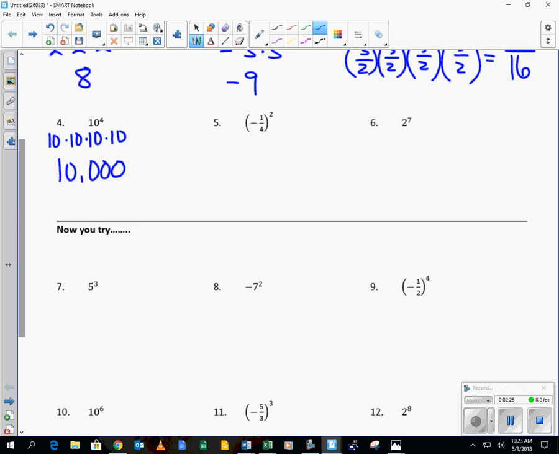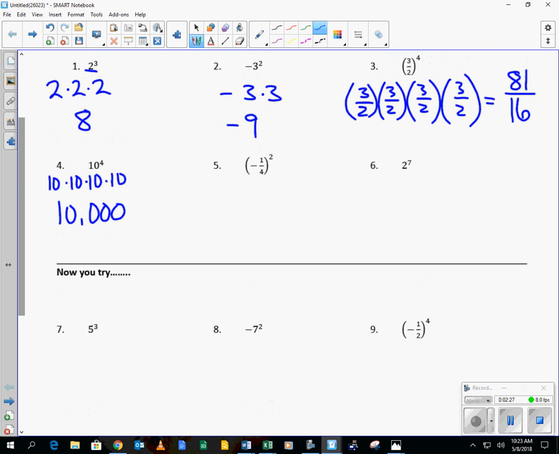Number 5 is similar to number 2 in that there is a negative. The difference is that the negative is being included with the power. So I take -1/4 and I multiply that by -1/4. A negative times a negative is a positive. And 1 times 1 is 1, 4 times 4 is 16, so the answer is 1/16.